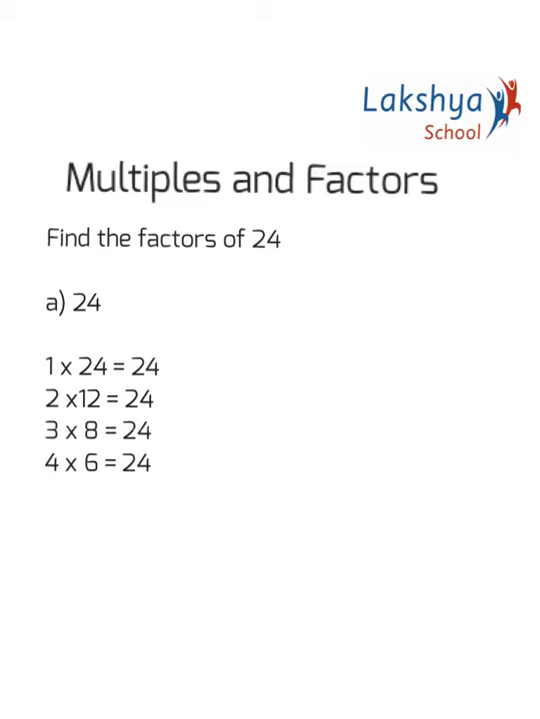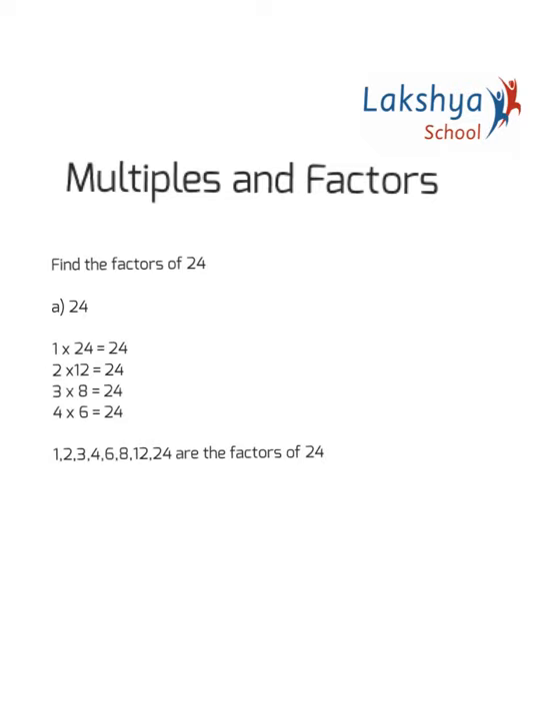So we say that these numbers 1, 24, 2, 12, 3, 8, 4 and 6 are all the factors of 24. Let's list it from small to big. Here, these are the factors of 24. 1, 2, 3, 4, 6, 8, 12 and 24 are the factors of 24. So we get a total of 8 factors of 24. Work out the factors of 32 and 25.